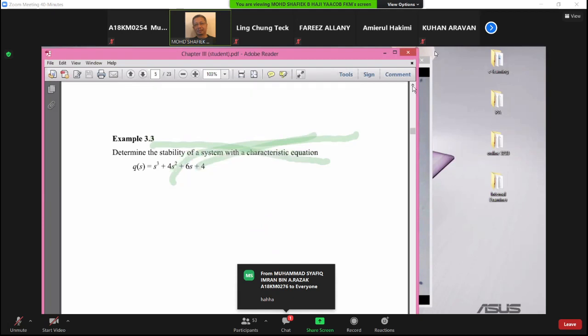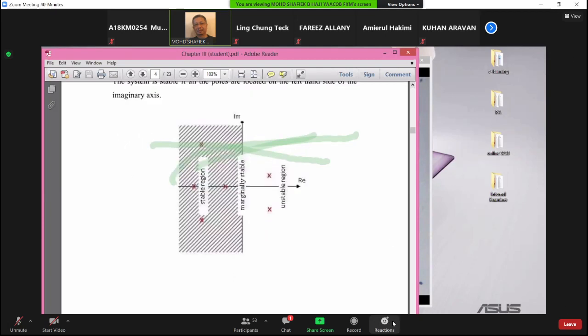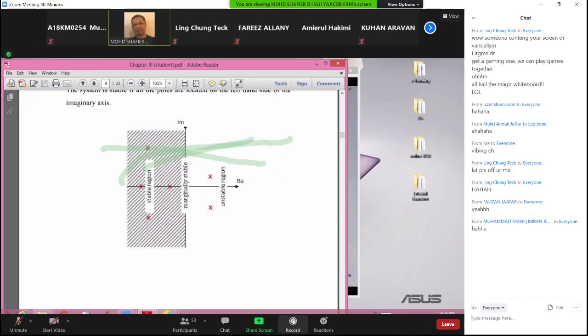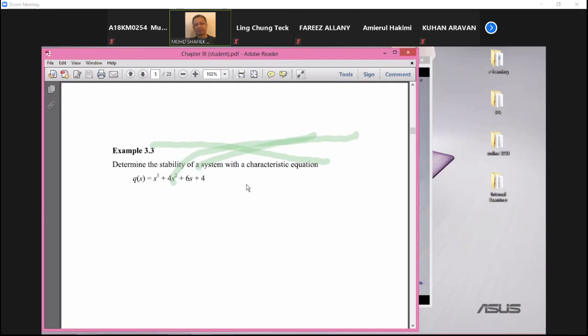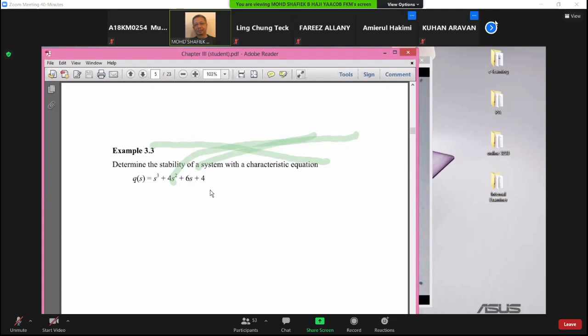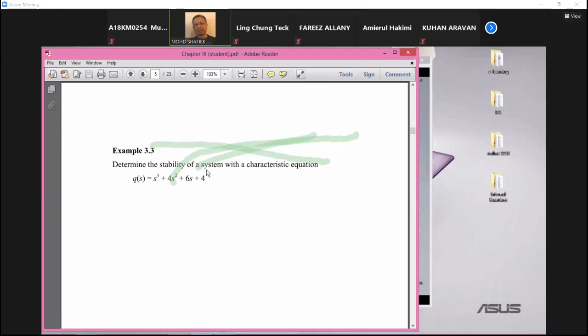Now let's take a look at Example 3.3. Determine the stability of the system with the characteristic equation given below. So this is the characteristic equation. The characteristic equation is the denominator of the overall transfer function. Only the denominator of the overall transfer function will determine whether the system is stable or not.